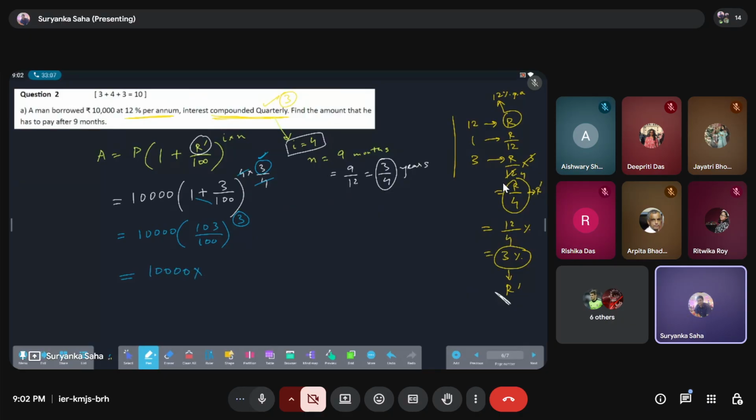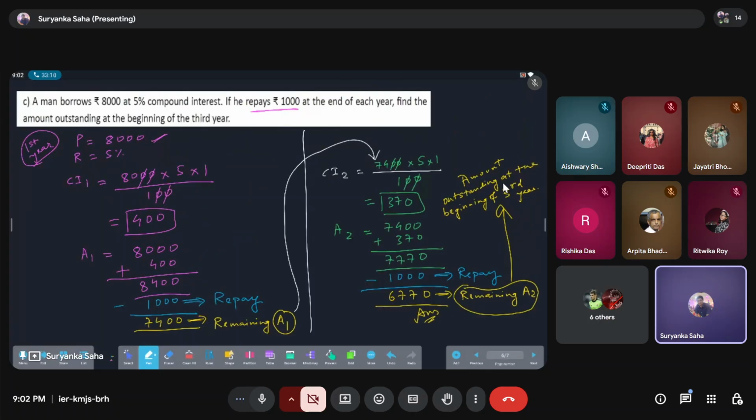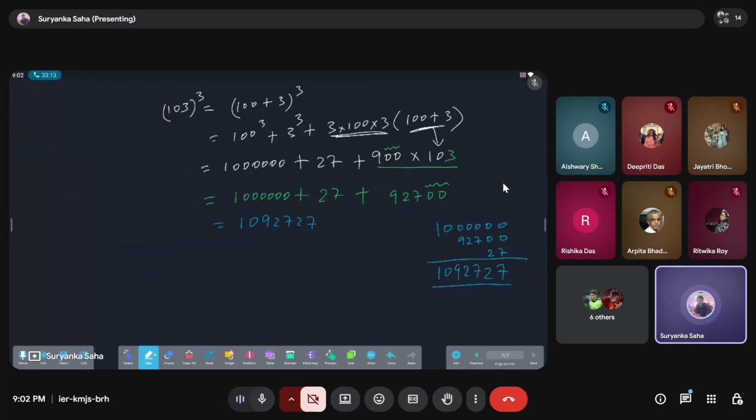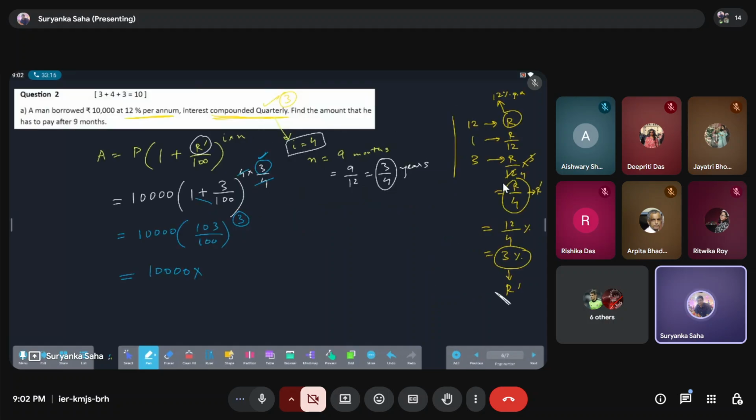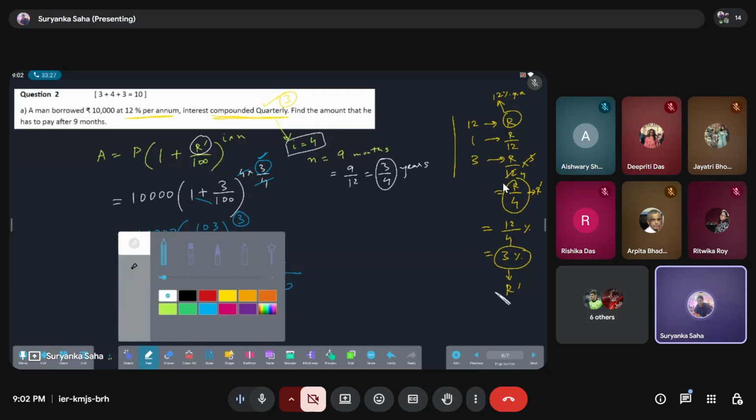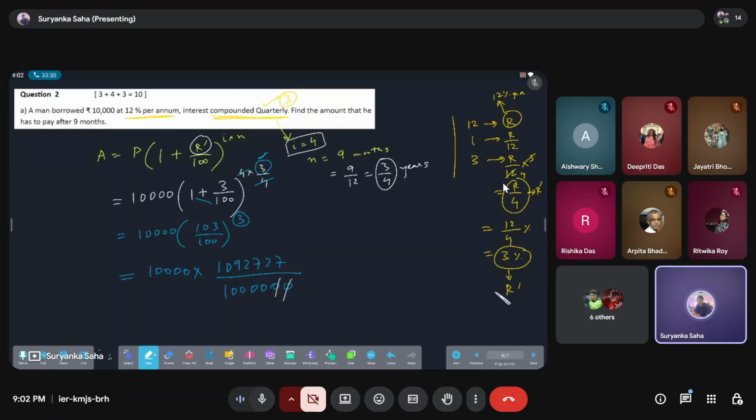Okay, now it is 102 cube. 100 cube is also there, so 1092727 divided by another 6 zeros, 1 2 3 4 5 6. You eliminate the zeros quickly, 1 2 3 4, so only two zeros, so the point will be here, isn't it? So it will be 10927.27. This will be the answer. This will be the answer, okay.